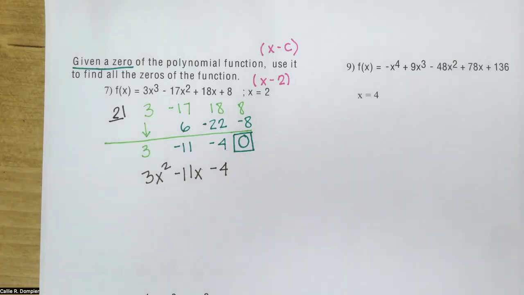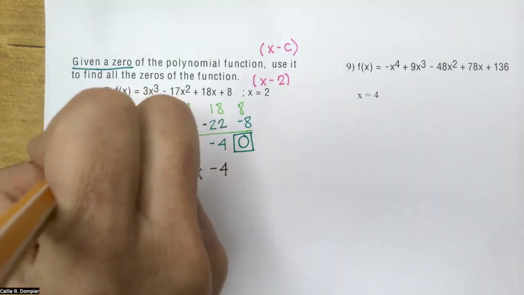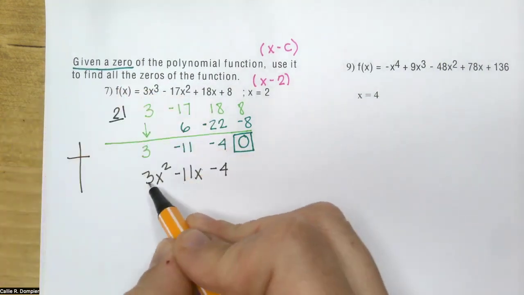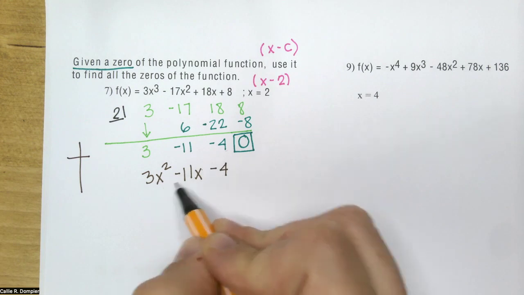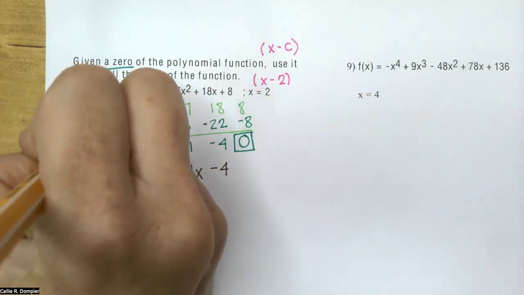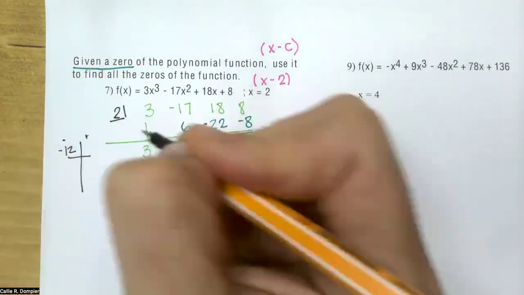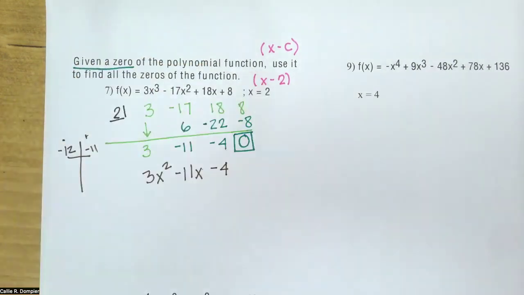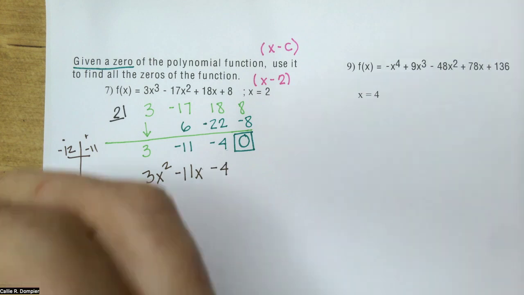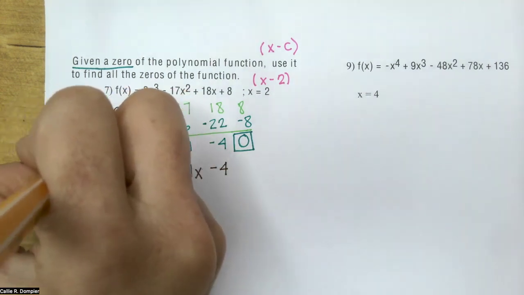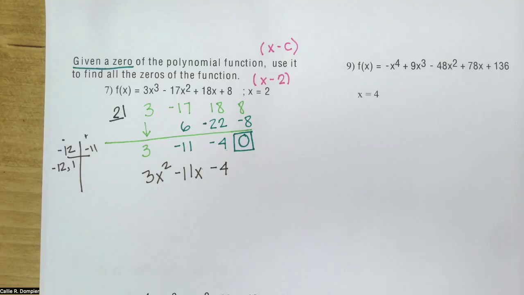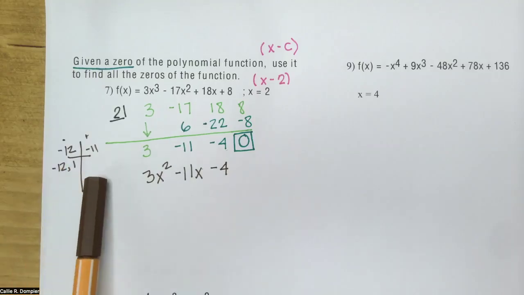Now you are welcome to just look at 3x squared minus 11x minus 4 and see if you can factor it, or go straight to the quadratic formula if you prefer. But I'm just going to look at it. I'm going to say, okay, it has to multiply to equal a times c. A times c is negative 12, so it should multiply to negative 12, and it should add to a negative 11. Negative 12 times 1 will give me negative 12, and negative 12 plus 1 will give me negative 11.